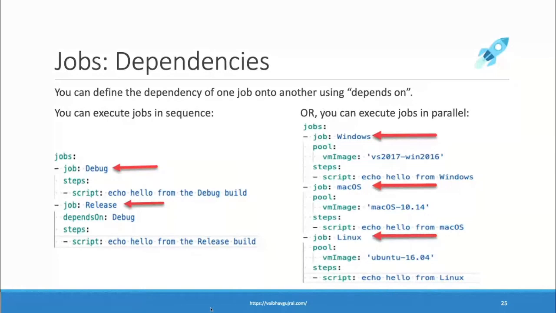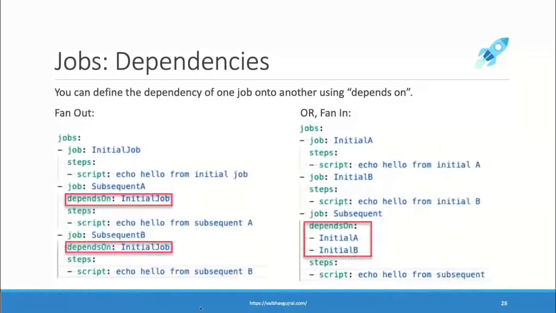Using the depends on section, we can implement patterns like fan out and fan in for our jobs. On the left side, you can see a simplified implementation of fan out, where we have an initial job which is independent, and then we have subsequent jobs A and B which are dependent on the initial job. On the right side, you can see a simplified implementation of the fan-in pattern. We have two jobs, initial A and initial B, which are independent. Then we have a subsequent job, which is dependent on both initial A and initial B jobs.